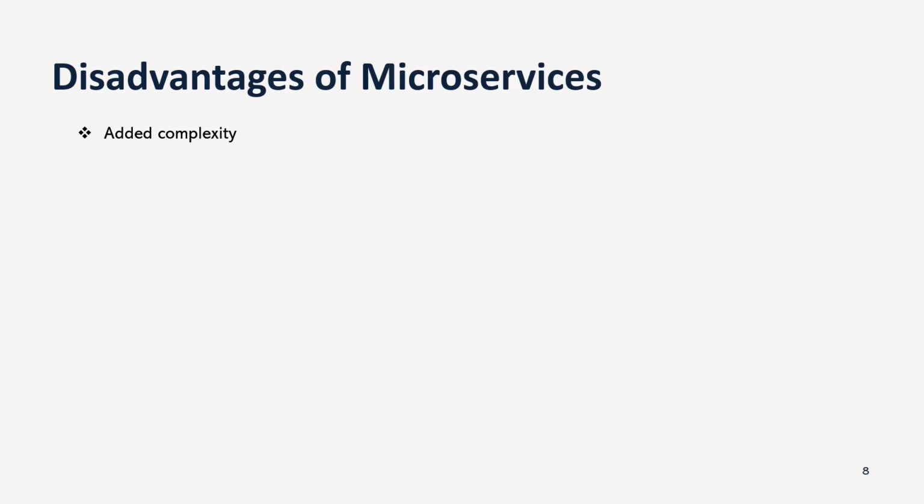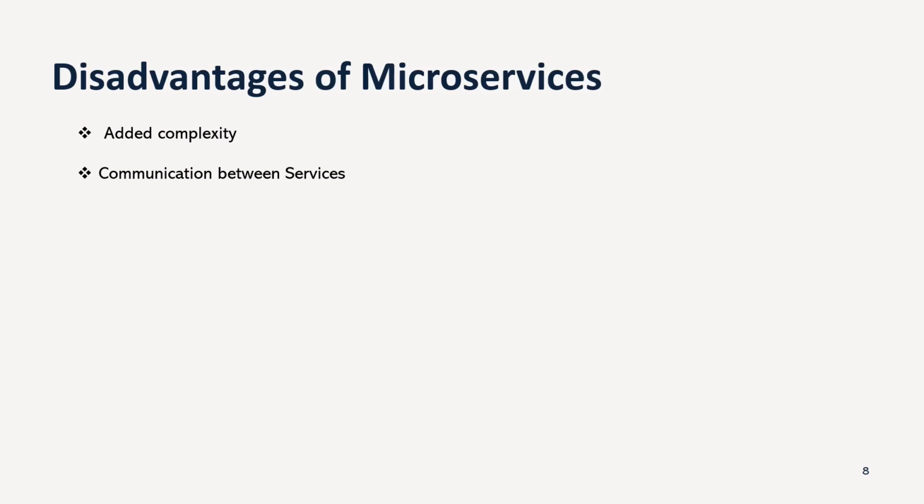Also, in monolithic, normally we use only one tech stack. Suppose you have a Java-based application or some other technology. But in microservices, we have the option to use multiple technologies. Maybe one service you can build in Java, another you can build in Python. So the tech stack also increases. If you have to maintain your tech stack and have developers with knowledge of it, that also becomes challenging in the long term.